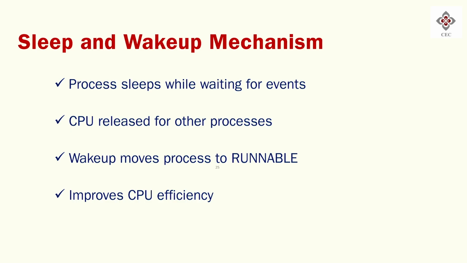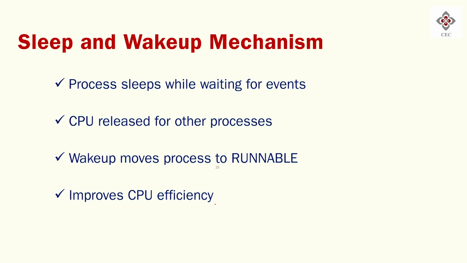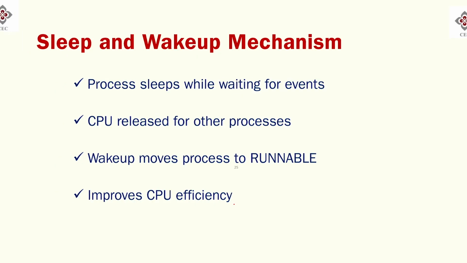During this process we have the conventional things happening like the sleep and wake up mechanism, where the process sleeps while waiting for events. The CPU is released for other processes. The process will move from the sleep state to runnable. So, now it is ready to be assigned the CPU. So, the sleep and wake mechanism helps the process to sleep when waiting for some events to happen, and the CPU is released for other processes, and wake up will move the process to the runnable state, thereby the process can be assigned to the CPU by this round robin scheduling algorithm.